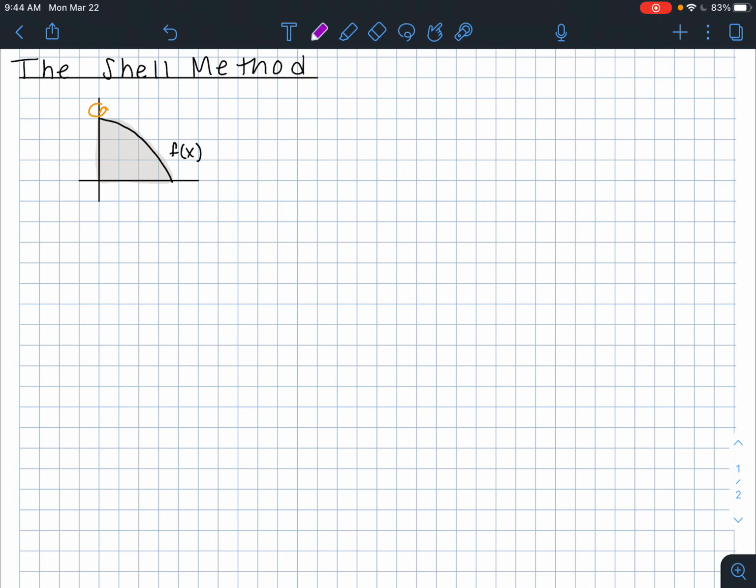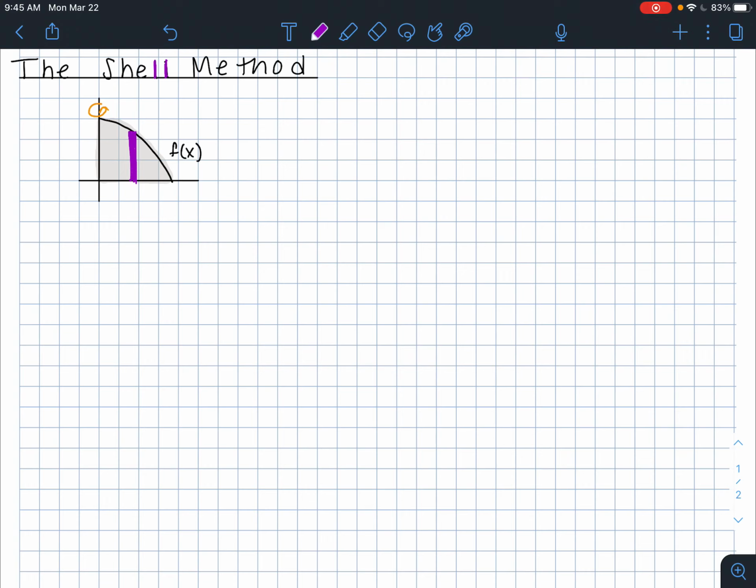The way that the shell method works, and you can kind of think of this because there are two lines at the end of shell, which are the symbols for parallel, I'm going to still draw a vertical little rectangle here. I'm going to imagine that I'm taking this little rectangle and rotating it around the y-axis. And as this rectangle moves throughout the region, as I rotate this, I'm creating a little shell. It's basically a little hollow cylinder that's very thin.